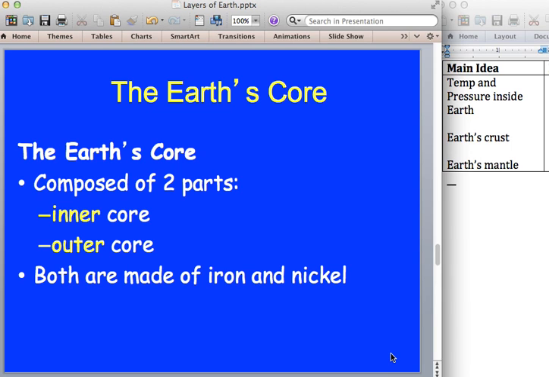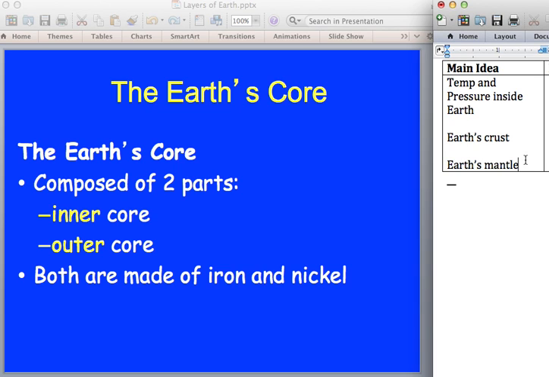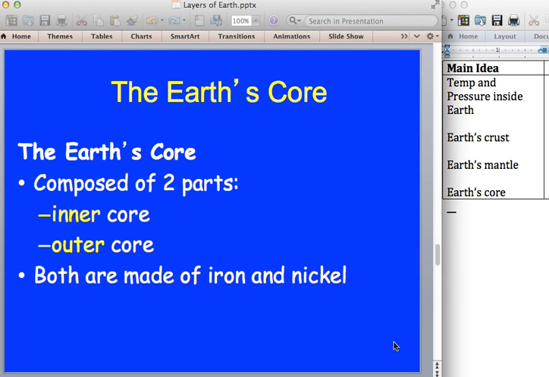Lastly, we're at the Earth's core. All right, so we're at the very center of the Earth. The Earth's core has two main parts, the outer and the inner core. We'll talk about each one quickly. Both are made of metal, so we're no longer talking about rock. We're talking about straight up metal, and it's mostly iron and a metal called nickel.